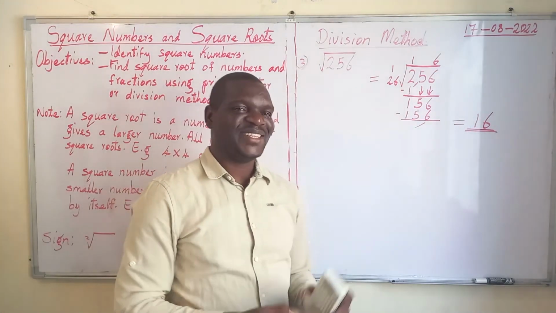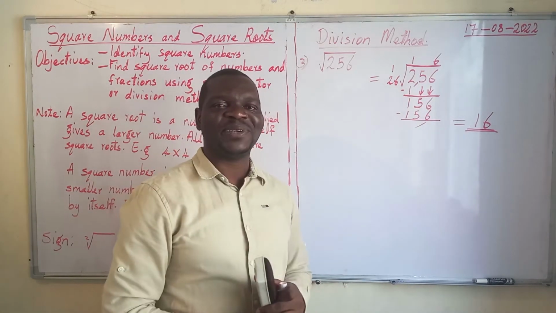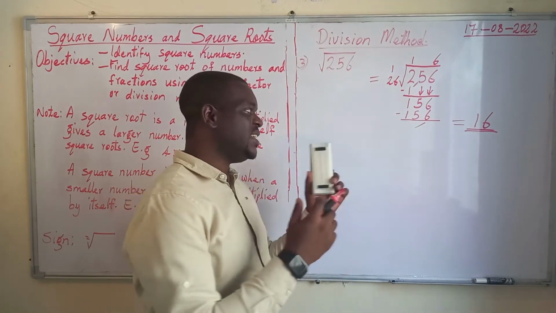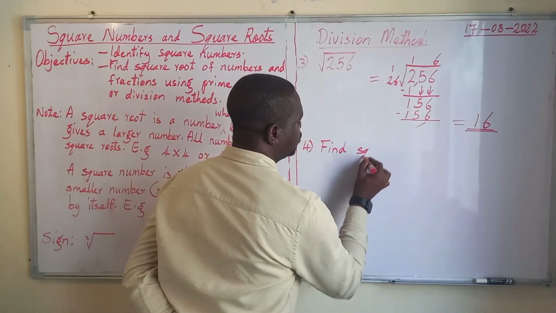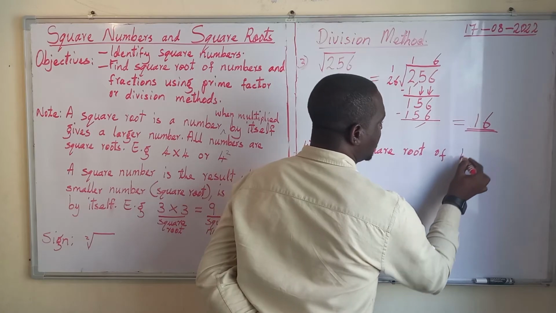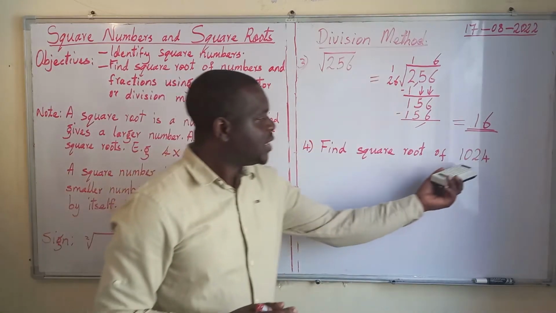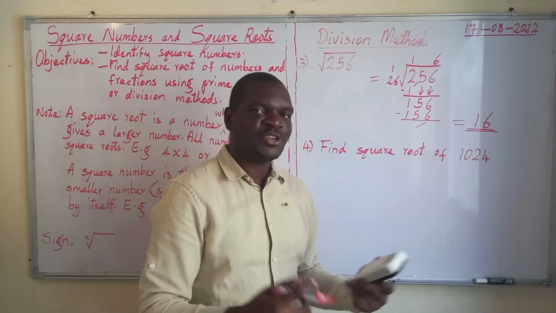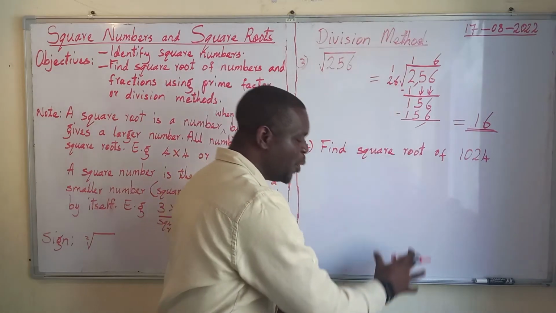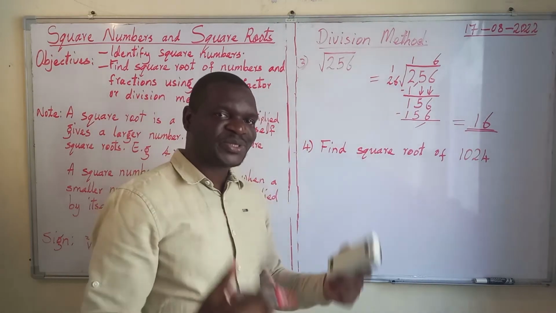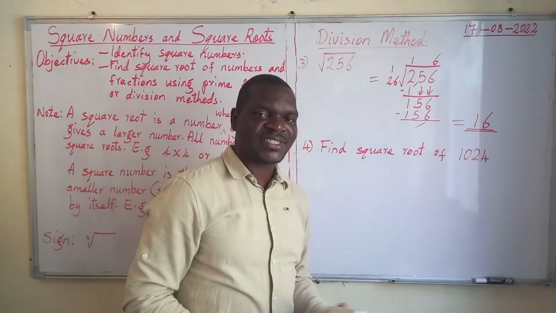Let me assume that you did not understand this. Let's look at another example and see how it happens. Find the square root of 1024. If you look at 1024, it is a large number, and if you want to use the prime factor method, it's going to take a whole page, and that will also take time. We can use the division method to solve this.